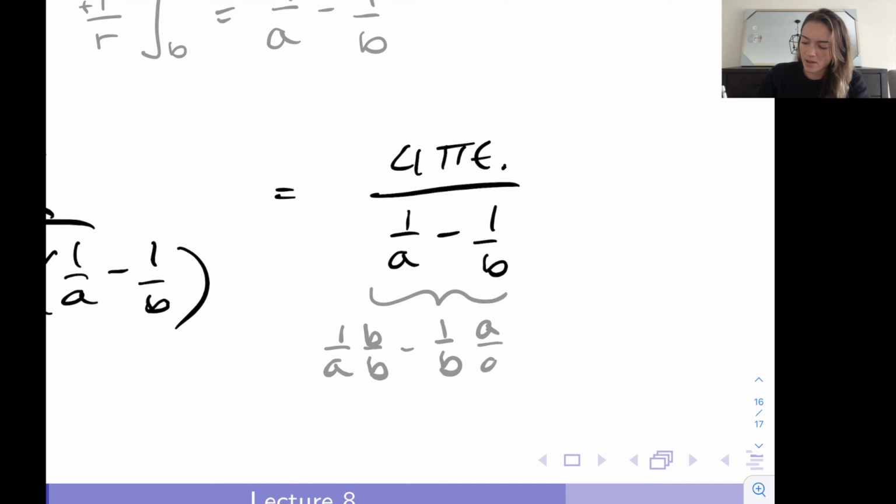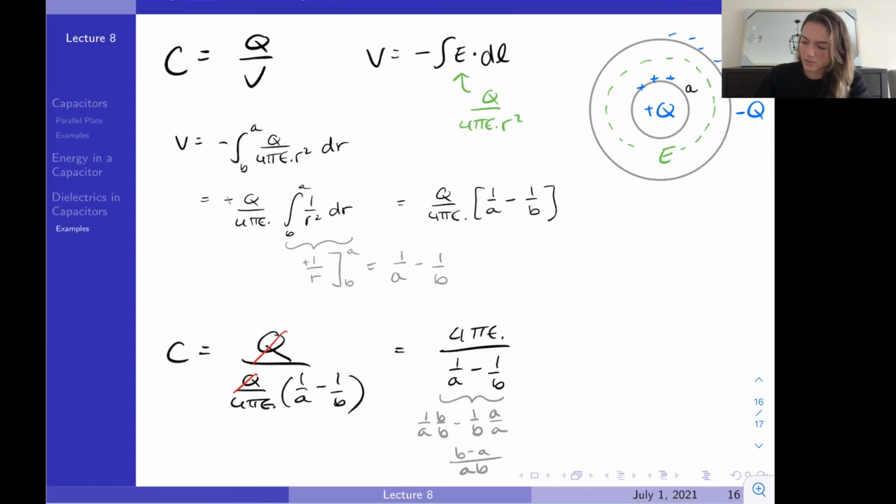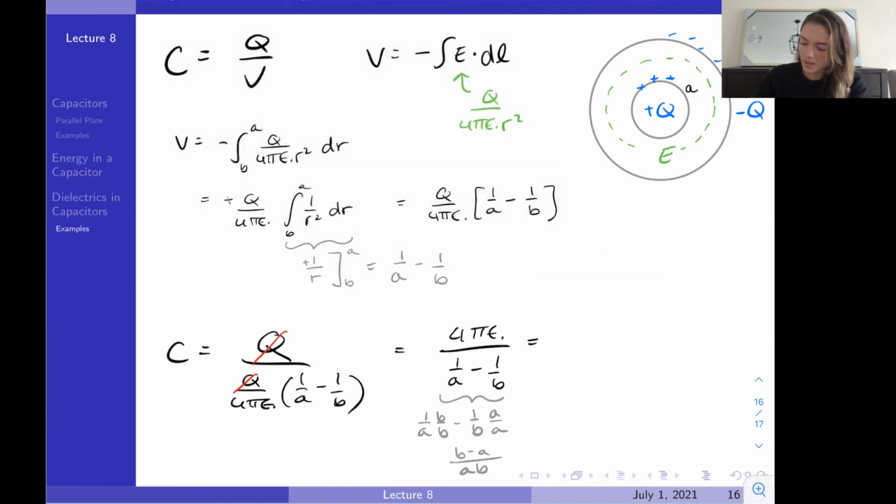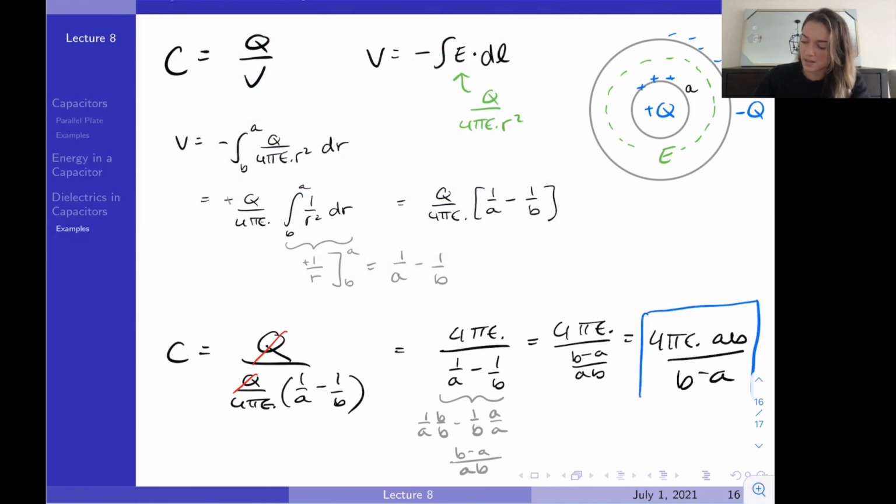And I'll multiply this one by a over a. So I can see that this will come out to 1 times b minus 1 times a, which is just b minus a, and then my common denominator is a times b. So I can rewrite this denominator as 4 pi epsilon naught (b minus a) over b, which becomes 4 pi epsilon naught a b over b minus a. And that is my final answer for the capacitance of a spherical capacitor.